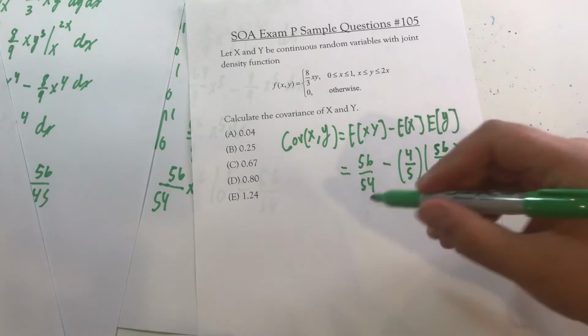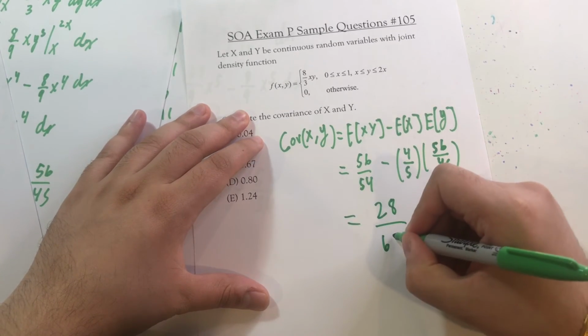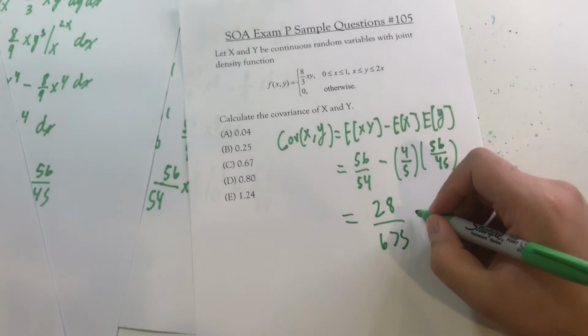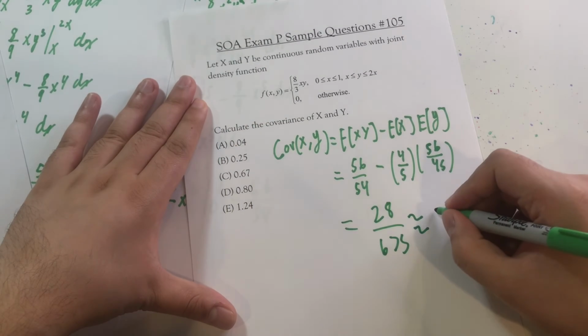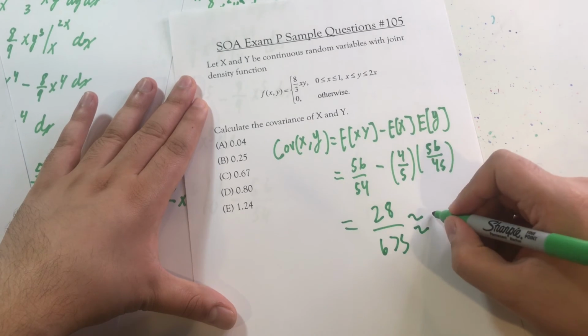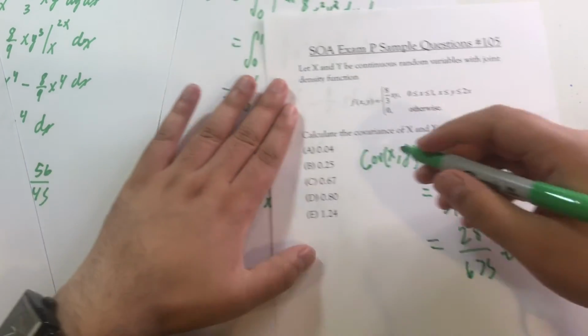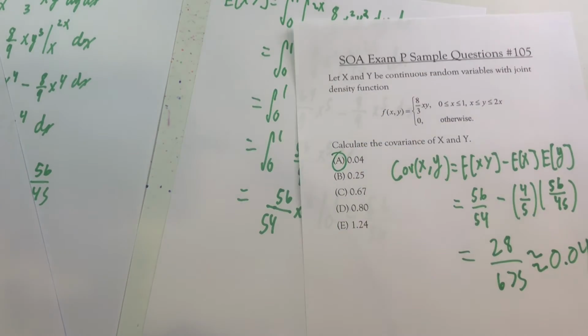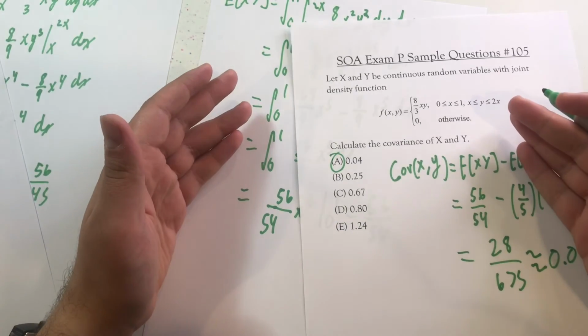It's equal to 28 over 675, which is approximately, rounding to 2 decimal places like the answer choices have, 0.04. Answer choice A. All right. So overall, not a tricky problem, just computationally annoying, right?